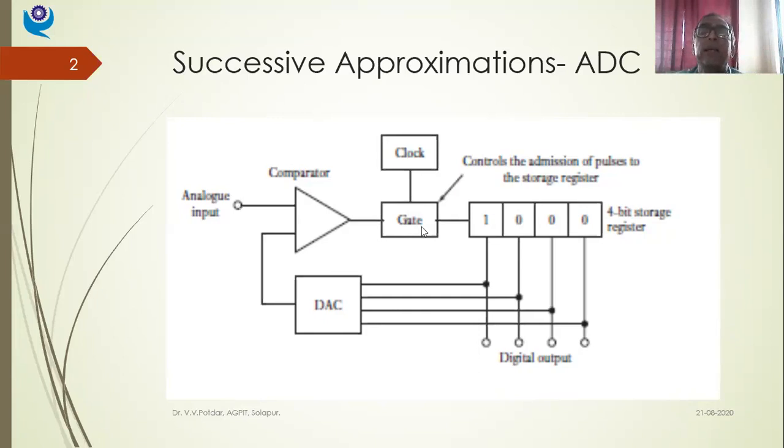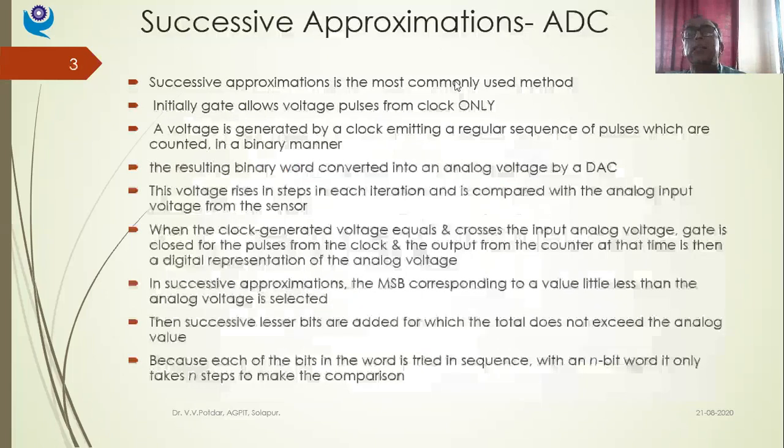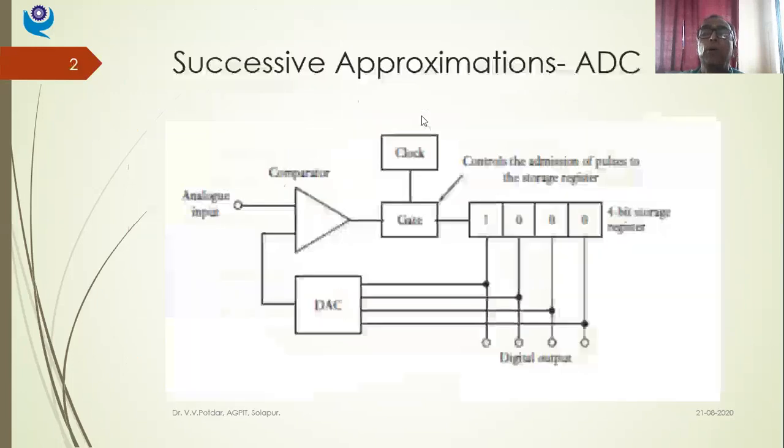Okay, let us quickly see the verbal part, or the theoretical description, of this successive approximation A to D converter. I'll read it slowly. Please be attentive. Successive approximation is the most commonly used method. Initially, the gate allows voltage pulses from the clock only. Voltage pulses from the clock only. This gate is closed, or this port is closed.